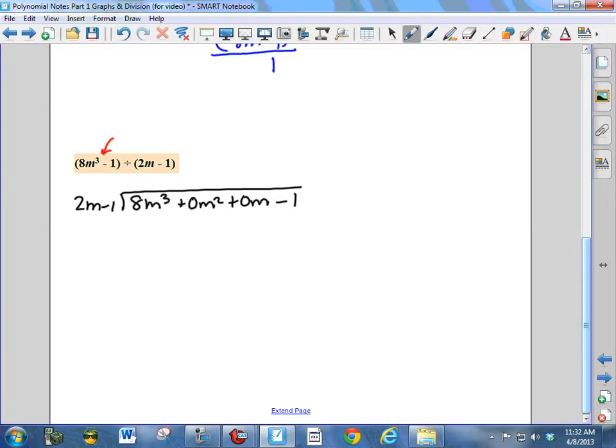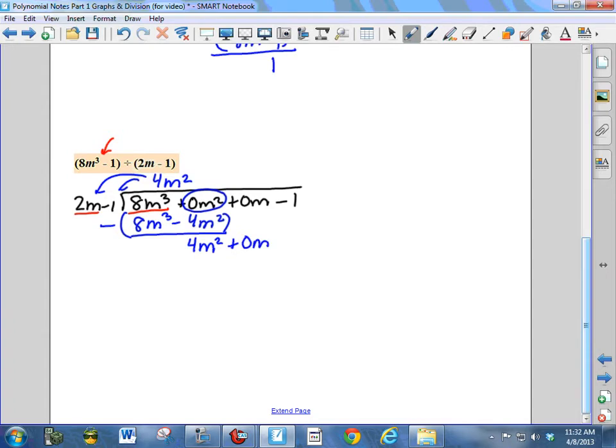So I start by multiplying. What do I have to multiply 2m by to get 8m cubed? I have to multiply by 4m squared. So 4m squared times both of these would give me 8m cubed minus 4m squared. Notice that we have something with m squared to subtract the negative 4m squared from. Notice I subtract both, which means this becomes a positive 4m squared because it's minus a negative. Then I bring down the 0m.